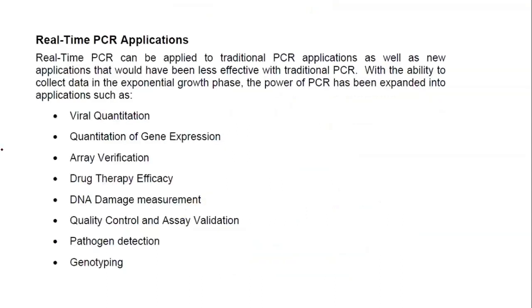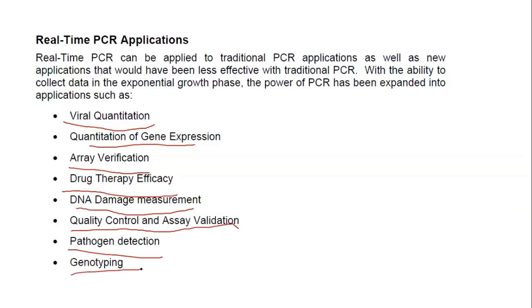And now, real-time PCR applications. We were always discussing quantification of virus and quantification of gene expression. Array verification means you have an entire set of 40,000, 50,000 genes that can be checked in one go. Drug therapy efficacy: how much drug you're giving and whether the patient is responding to the drug or not. DNA damage measurement can be checked. And then quality control and assay validation can be done in food products. Pathogens can be detected. Genotyping, whether a mutation is present or not, can also be checked using real-time PCR.